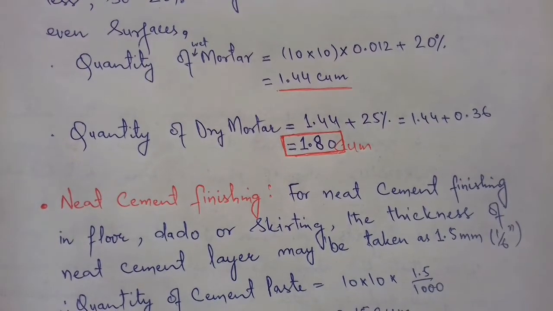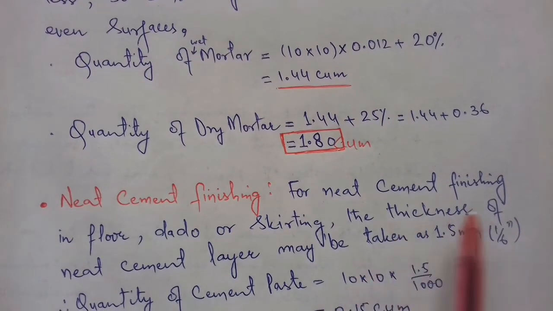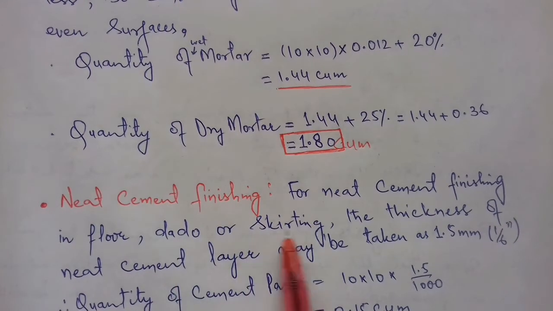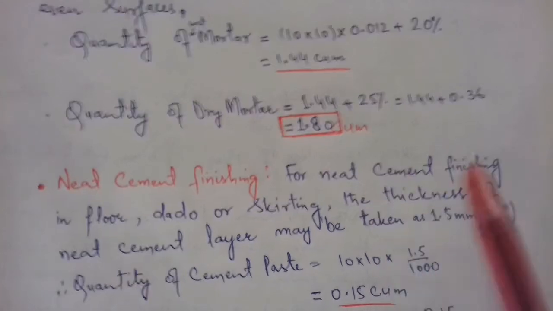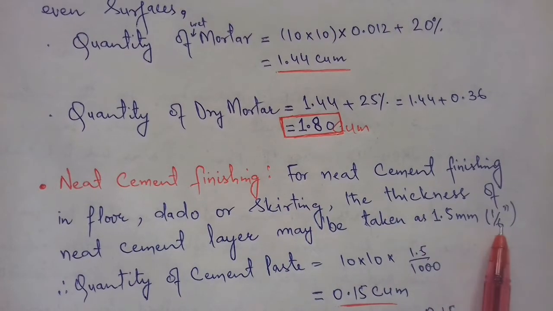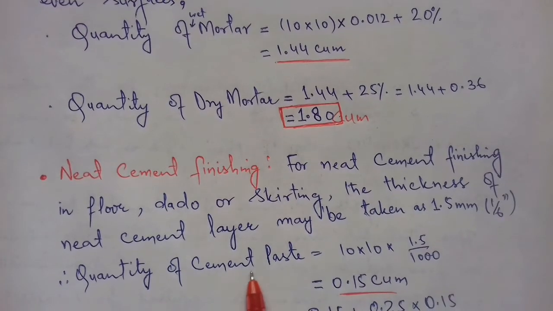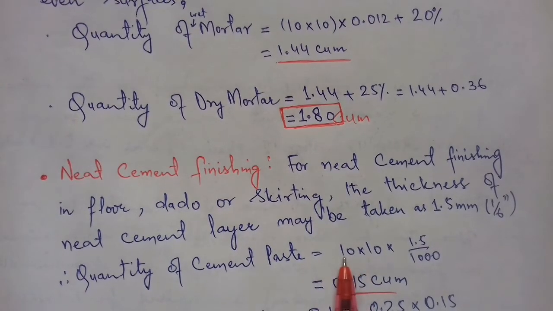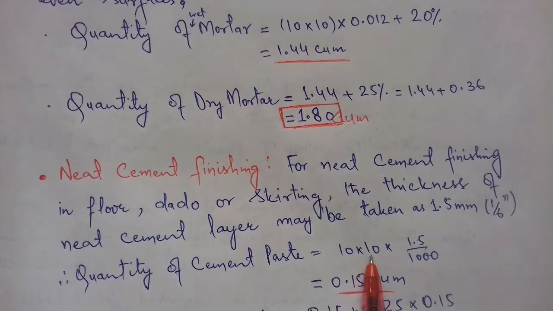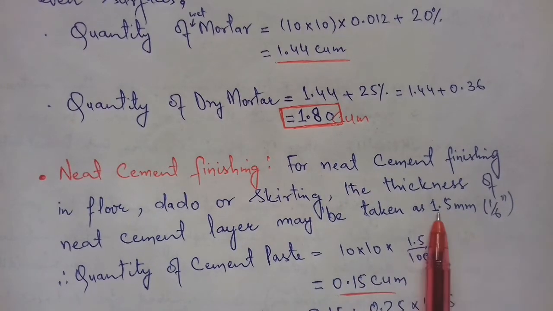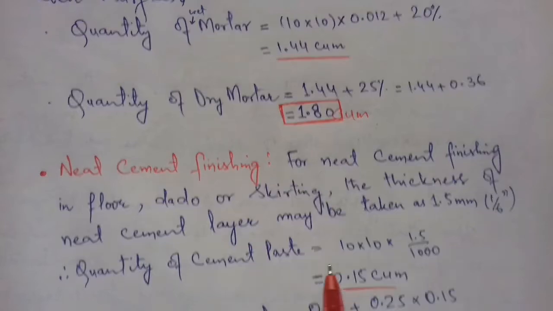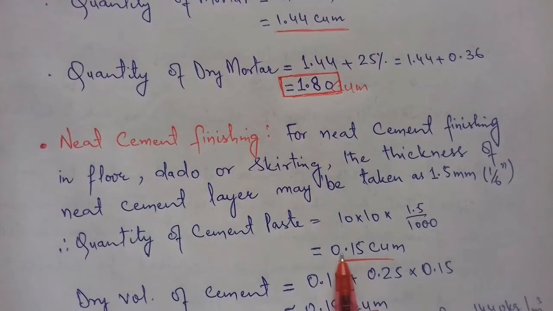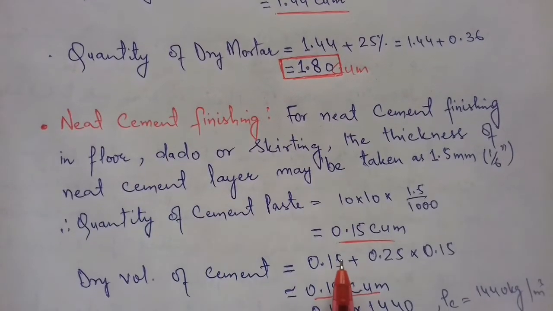Also neat cement finishing. For neat cement finishing in floor, dado or skirting, the thickness of neat cement layer may be taken as 1.5 mm. As usual we take thickness as 1.5 mm, that is 1/6 part of an inch. So the quantity of cement paste would be the area of wall, that is length multiplied with height multiplied with this thickness, that is 1.5 mm. To convert this 1.5 mm into meters, we will divide this by 1000. So we get our quantity to be 0.15 cubic meter.